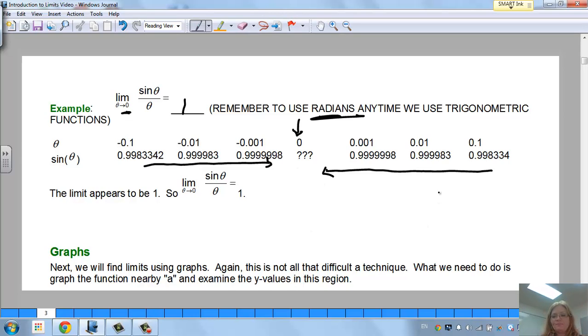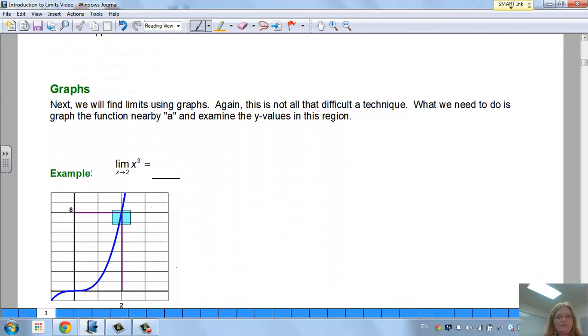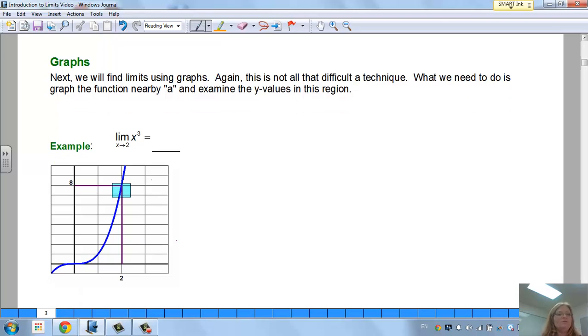Okay? Now let's look at some of the graphs. Next we'll use limits using graphs. Again, this is not as difficult a technique, but what we need to do is to graph it and get really close. So I'm using y equals x cubed, so here it is. So I'm getting really, really close to 2. So when we put it in the table, we're doing this, we're getting really close.